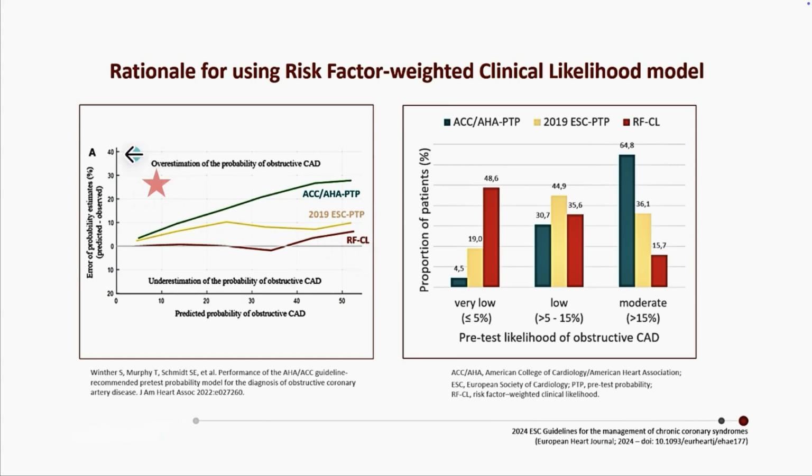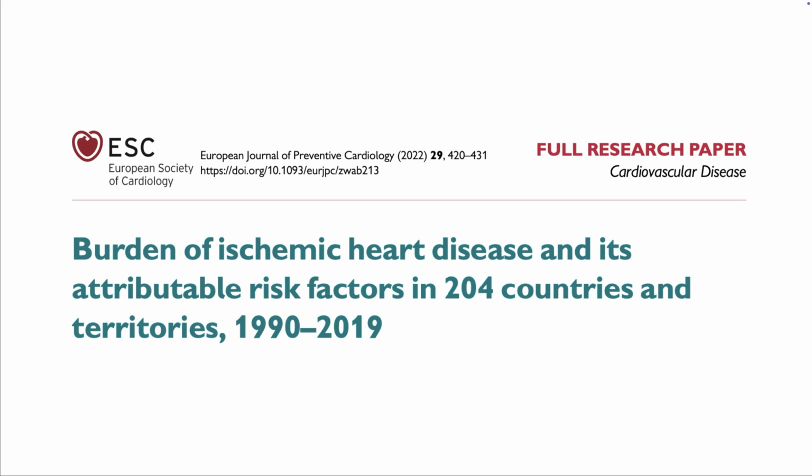Because it does not overestimate the probability of obstructive coronary disease like the Diamond-Forster classification or other models. So what happened? What changed? What led to the Diamond-Forster classification overestimating the probability of obstructive coronary artery disease? It's because there has been a change in the epidemiology of coronary artery disease.